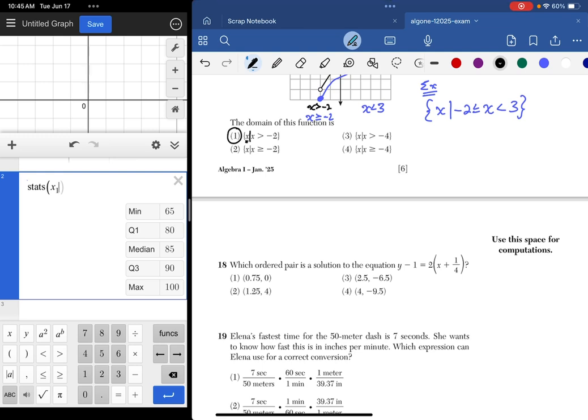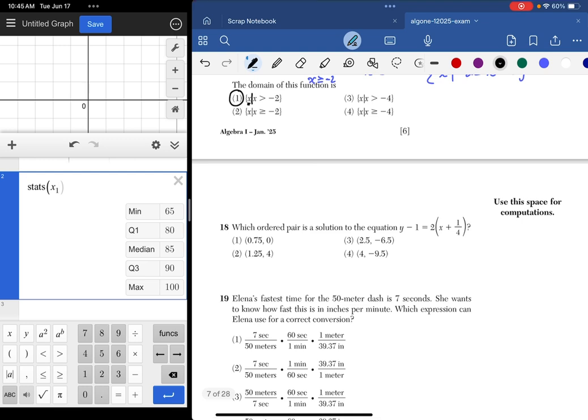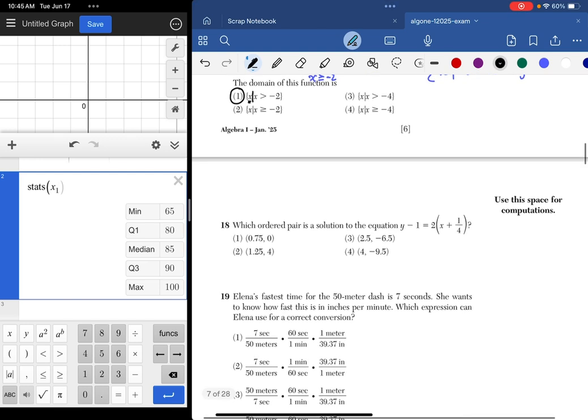Number 18 is kind of an ugly looking question, but it's the point slope form of a linear equation. It just looks kind of funky. So one thing I could do is add a 1 to both sides to make it a little nicer. But when they say which ordered pair is a solution, they're saying if I plug in these numbers to this equation, which one will check out, where left side equals right side.